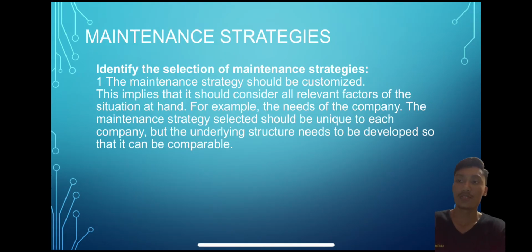Maintenance strategy. Identify the selection of maintenance strategy. Number 1. The maintenance strategy should be customized. This implies that it should consider all relevant factors of the situation at hand, for example, the needs of the company. The maintenance strategy selected should be unique to each company, but the underlying structure needs to be developed so that it can be comparable.